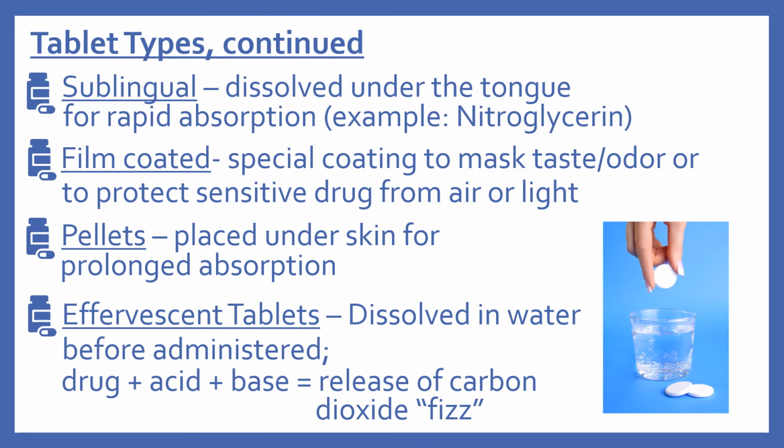Sublingual tablets. These are tablets dissolved under the tongue for rapid absorption, for example, nitroglycerin for chest pain. There are film-coated tablets. These tablets have a special coating to mask tastes and odors or to protect sensitive drug from air or light. There are pellets. These are tablets that are pellet-shaped that are placed under the skin for prolonged absorption.